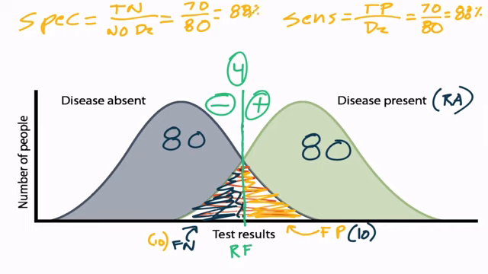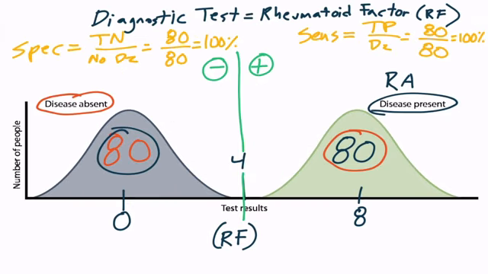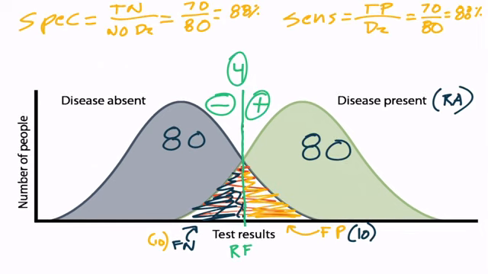Now let's compare these findings to our previous demonstration. Without the overlap, our sensitivity and specificity were both 100%. With the overlap, our sensitivity and specificity both went down. In this case, they decreased to 88%.